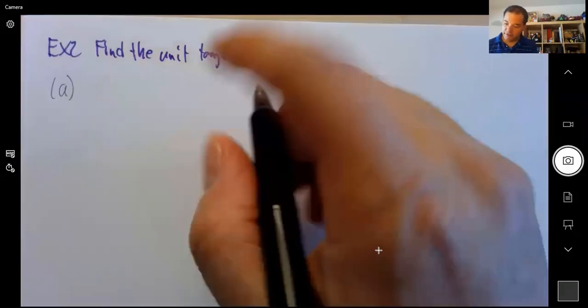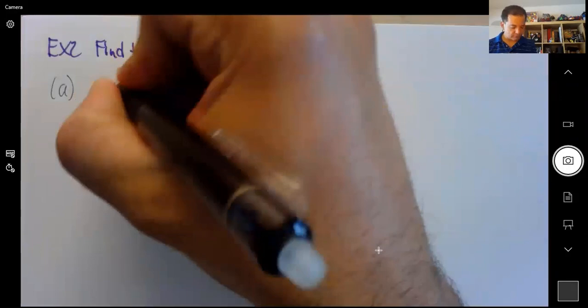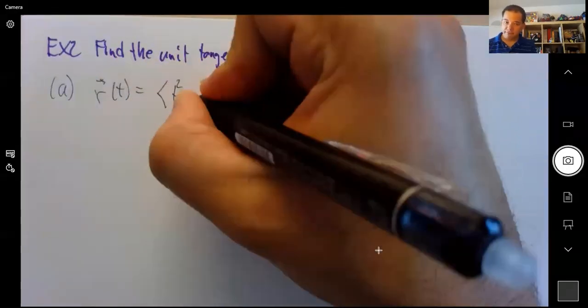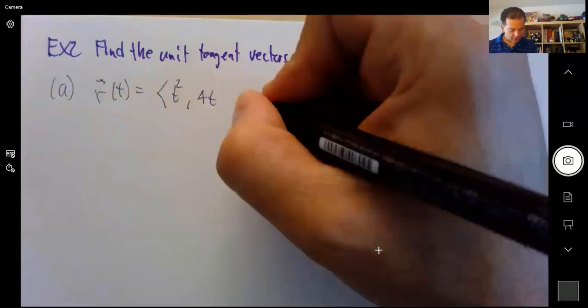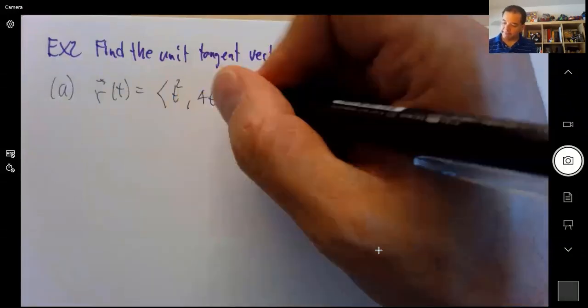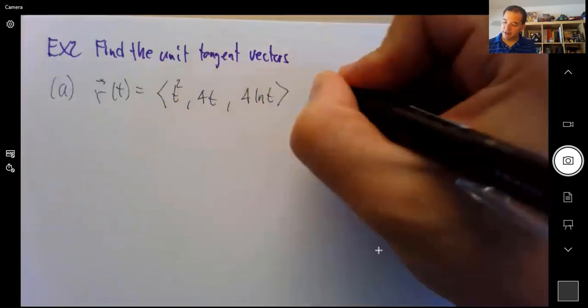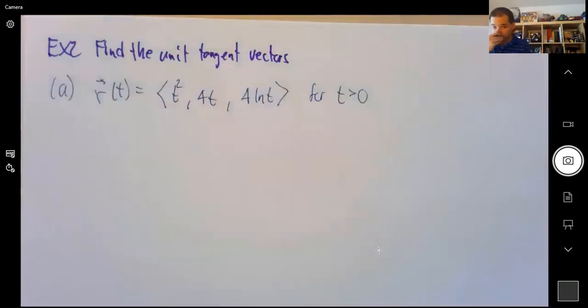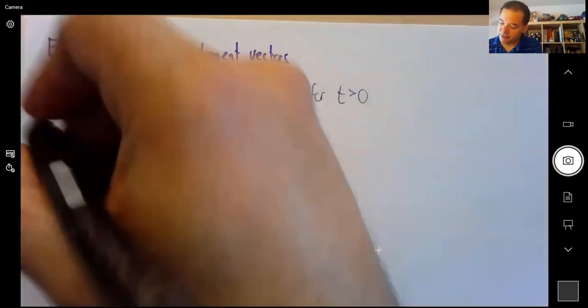The vector is r of t equals t squared, 4t, 4 ln t, for t greater than 0. That's the domain. Okay. So here's our definition.